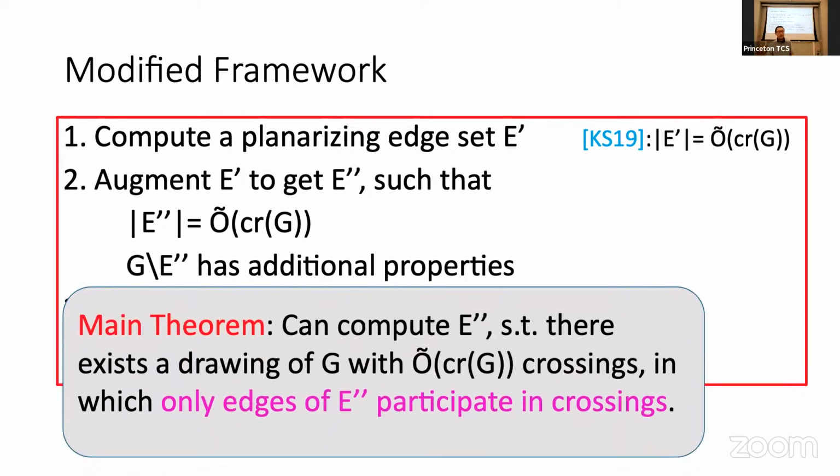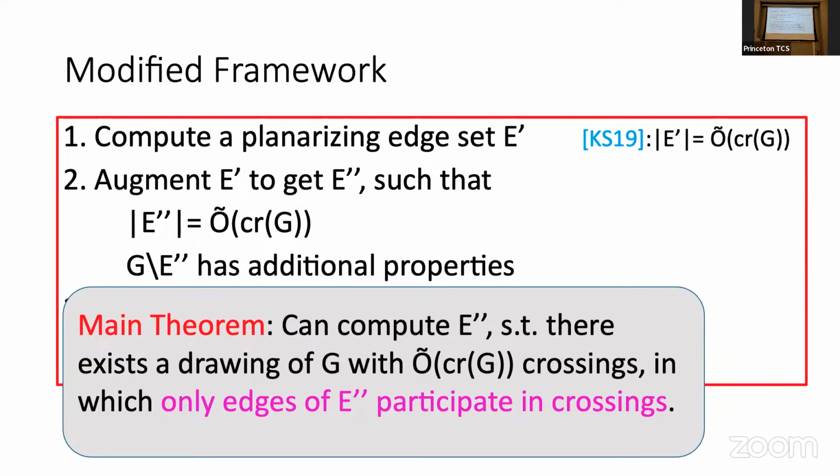So the first question is, does this modification work at all? And what we show in the first result is that it does. We can augment an input planarizing set to a bigger one called E double prime, such that there exists an approximately optimal join, with CRG crossings, no longer CRG squared, in which only edges of this augmented set participate in crossings. This is a little different from the previous requirement, in which the remaining graph is planar, but we can add edges that create crossings with the remaining graph.